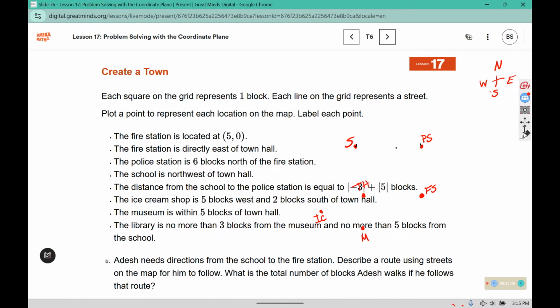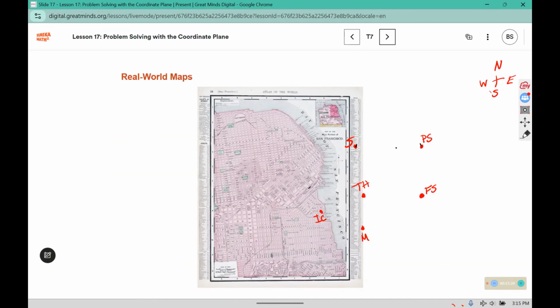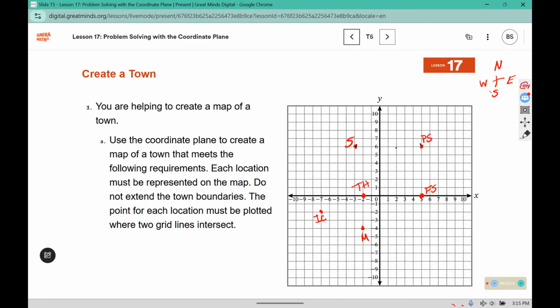The library is no more than 3 blocks from the museum and no more than 5 blocks from the school. Okay, we're going to have to readjust here. Because even if we put the library 3 blocks from the museum, getting it closer, that's still 1, 2, 3, 4, 5, 6, 7, 8 from the school. So let's go back and reevaluate the things we know for sure.